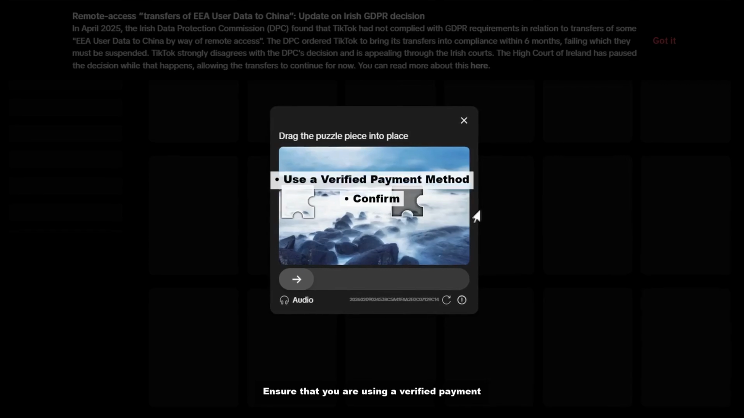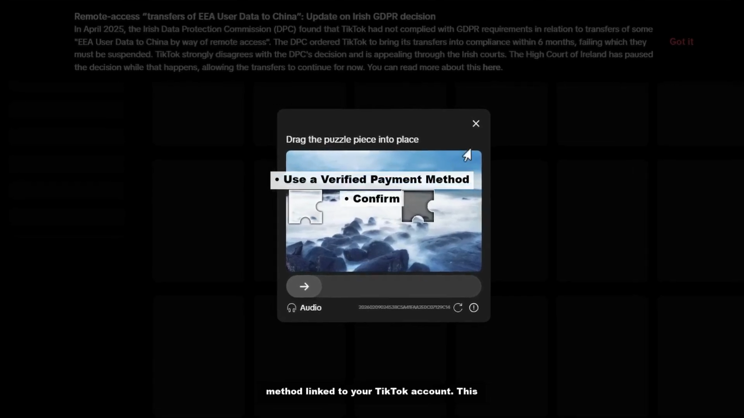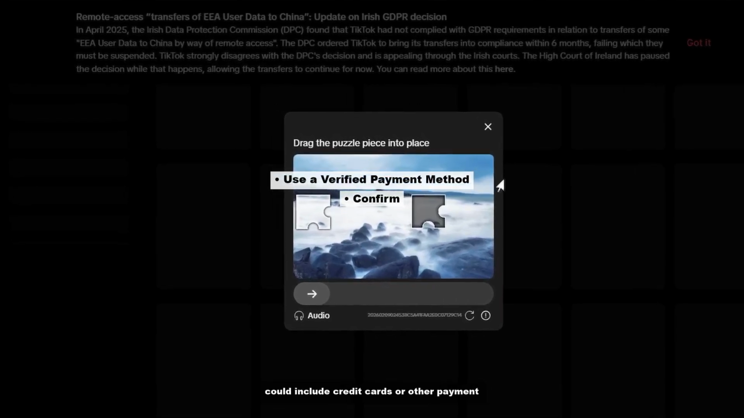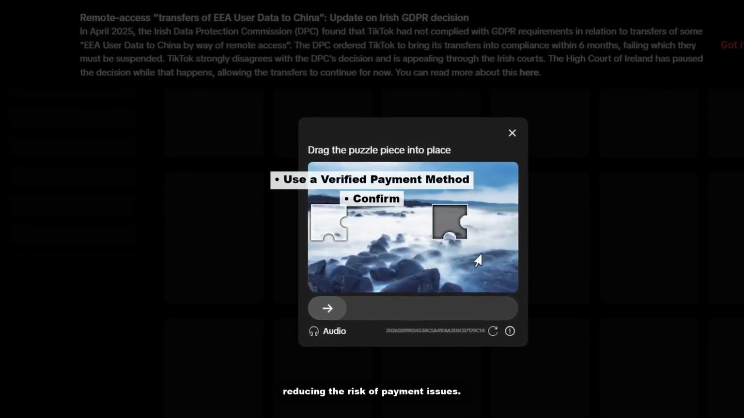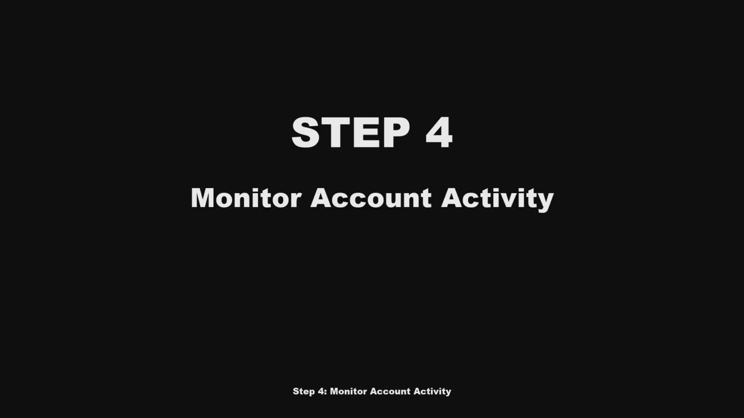Ensure that you are using a verified payment method linked to your TikTok account. This could include credit cards or other payment services that TikTok accepts, which helps in reducing the risk of payment issues. Step 4. Monitor account activity.